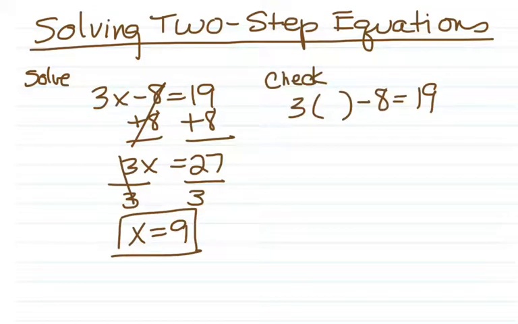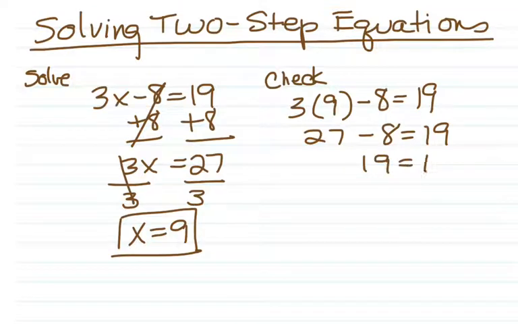We're going to check our answer, put some empty parentheses there for us to substitute our solution. We're going to follow our order of operations, 3 times 9. Multiplication first, and then 27 minus 8 is 19, so we know we're correct.